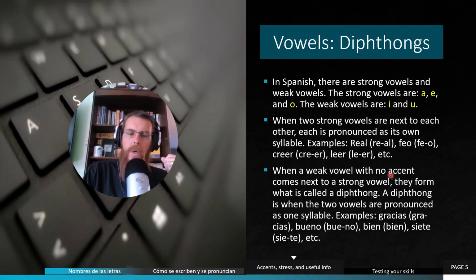And if a weak vowel comes next to a strong vowel, it's going to be compressed into one syllable. So you're not going to pronounce them any differently, you're going to compress them into one syllable. The examples are gracias. The i is weak and the a is strong, so this becomes cias, one syllable. You're still pronouncing it gracias, but you're compressing the last 2 syllables into one, which is going to change the stress of the word, as we'll find out later.